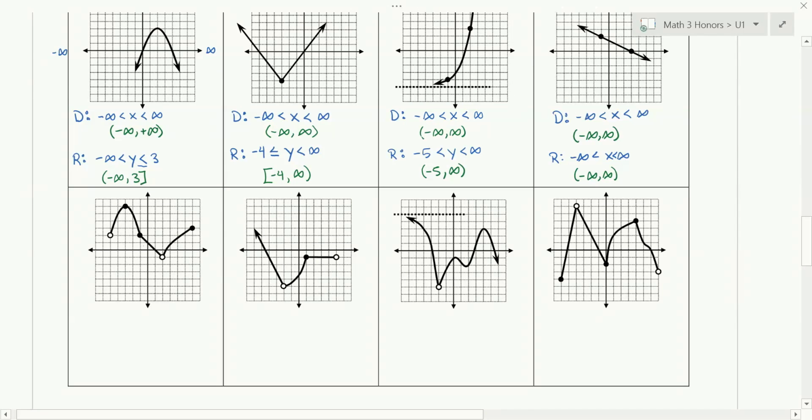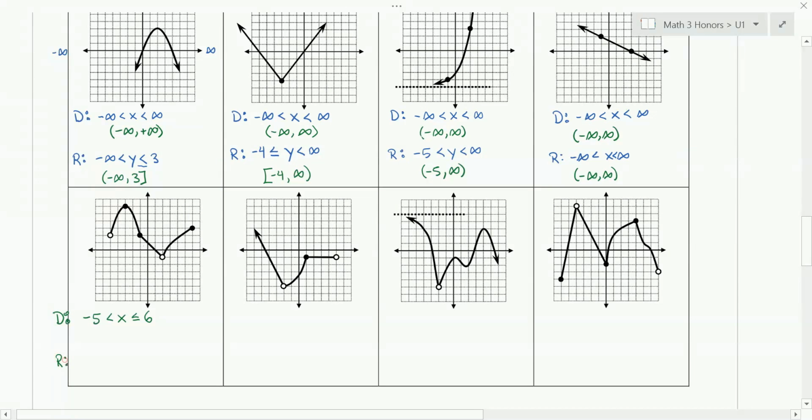The furthest to the left is going to be at 1, 2, 3, 4, 5, -5. But because it's an open circle, it's not actually equal at that point. So -5 less than x. And then the furthest to the right is a closed circle, and so that is part of our graph at 1, 2, 3, 4, 5, 6. So that's our domain.